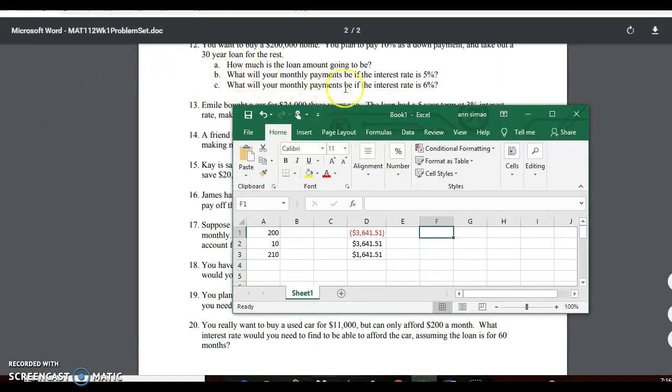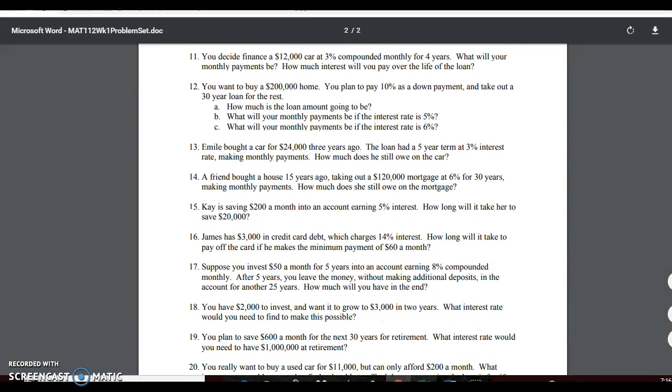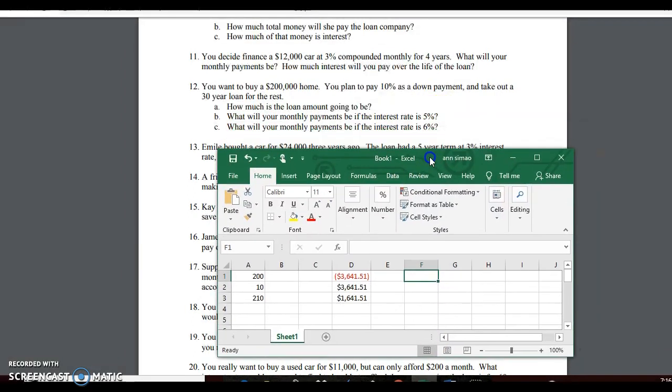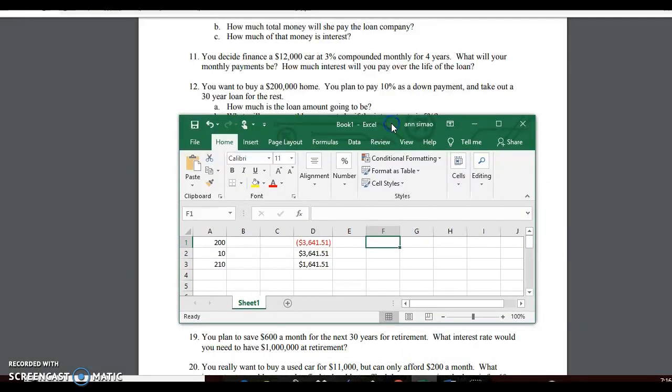So let's look at number 12 here. You want to buy a $200,000 home. You plan to pay a 10% down payment and take out a 30-year loan for the rest. So for part A, how much is the loan going to be?